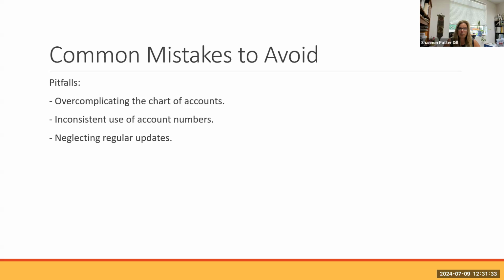Some common mistakes to avoid. Don't overcomplicate your chart of accounts. Again, maybe start out small the first year, and then you could start dividing things up a little bit more. But an overcomplicated chart of accounts means you may abandon your record keeping, and you don't want to do that. We're trying to make it better. So think about how to keep it simple but detailed enough for you.